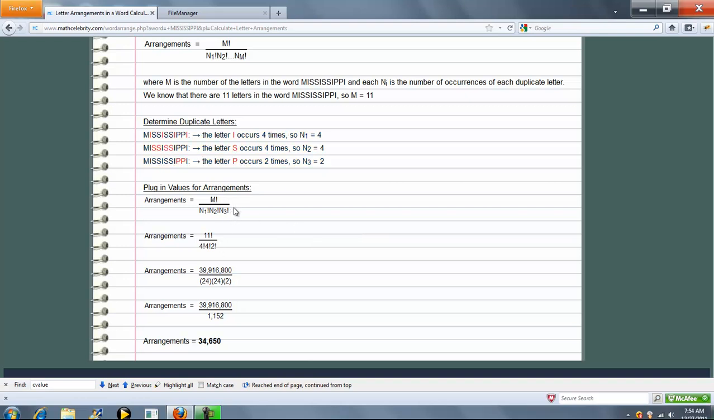So we set up our equation, plug in our numbers, simplify and evaluate, and we get our answer. So there's 34,650 arrangements of the word Mississippi.